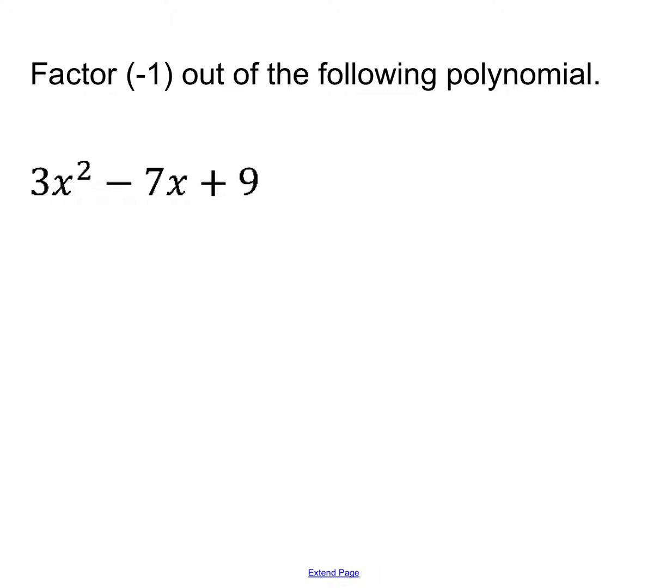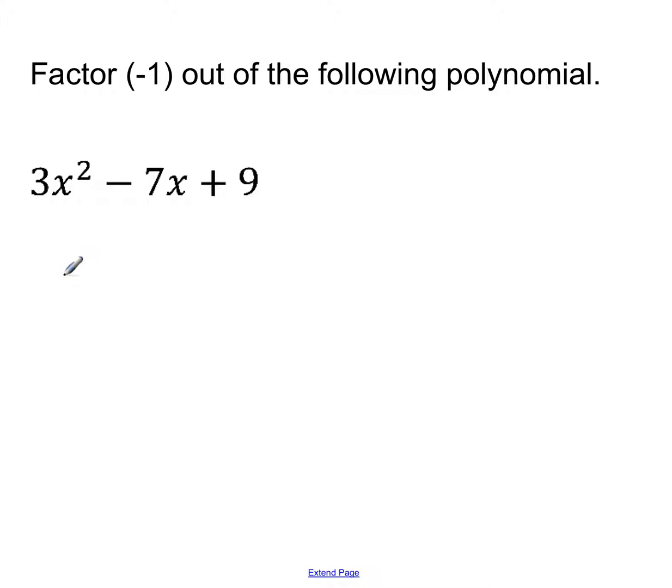Okay, now this says factor a negative 1 out of the following polynomial. Okay, well, I'm telling you what I want you to take out. It doesn't have any other number in common. They don't share any factors except for 1. But you can also pull out a negative 1, and that can be helpful in several situations later in the book. It's really just altering the state of what you have.